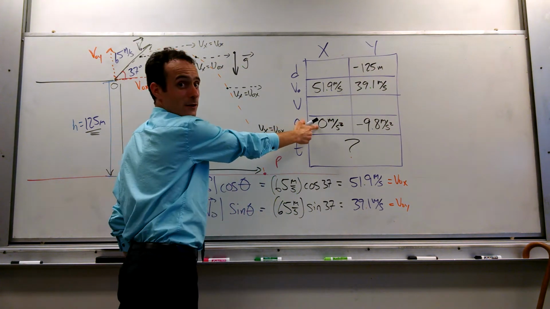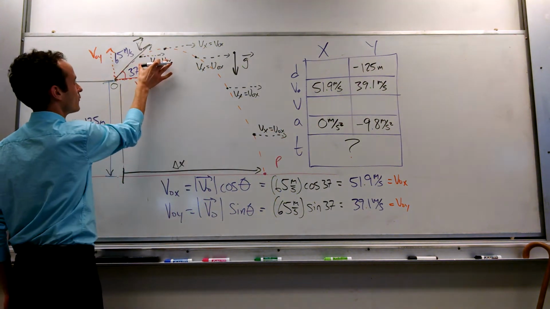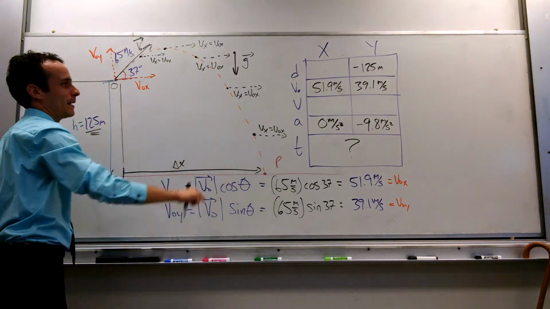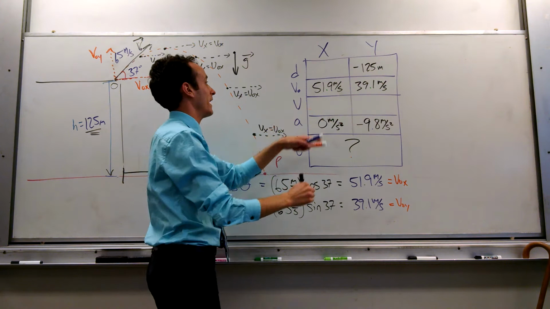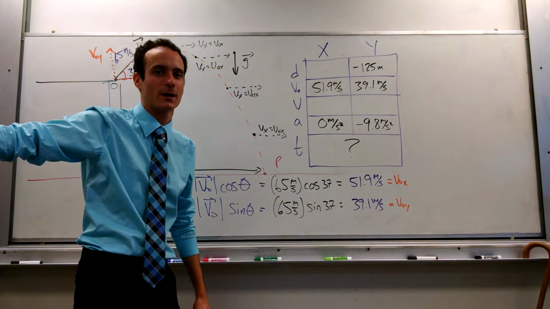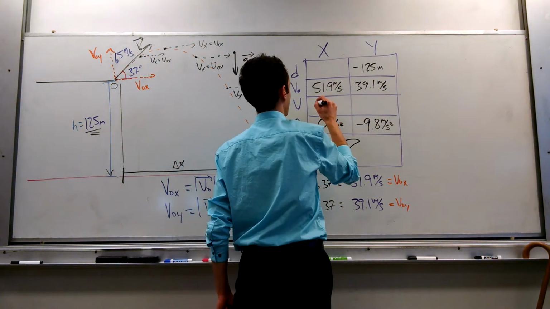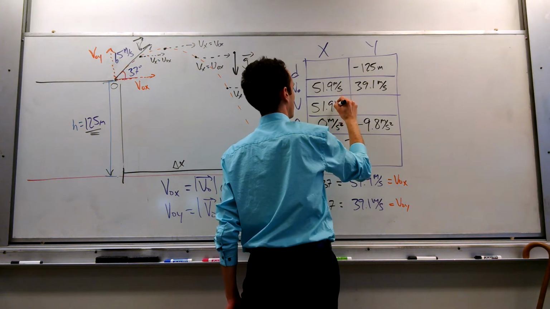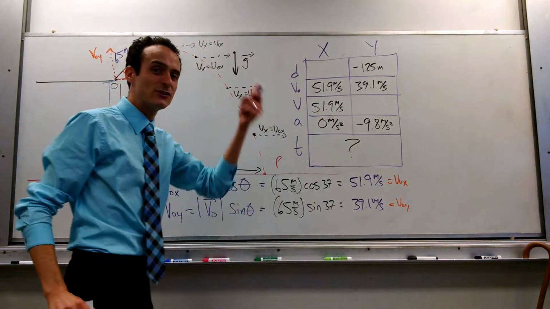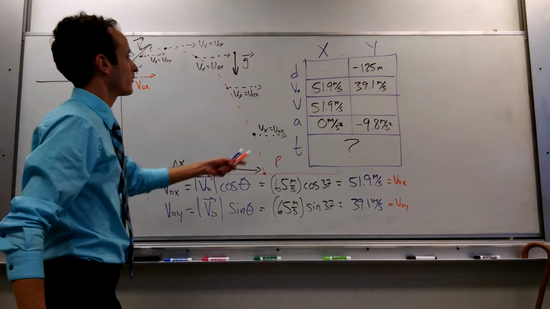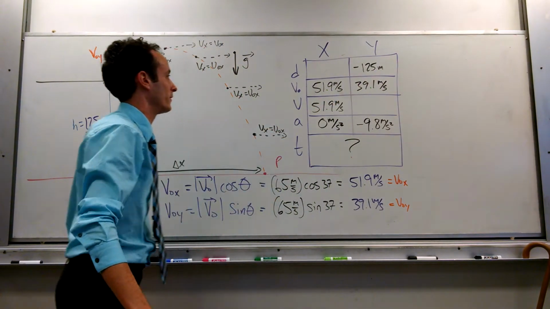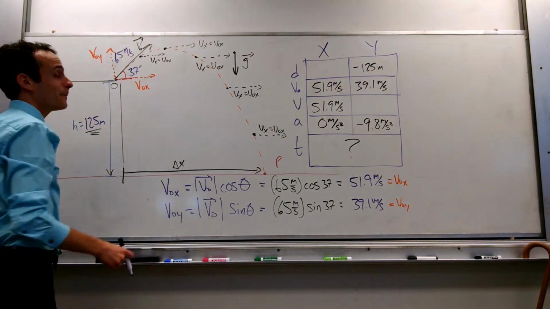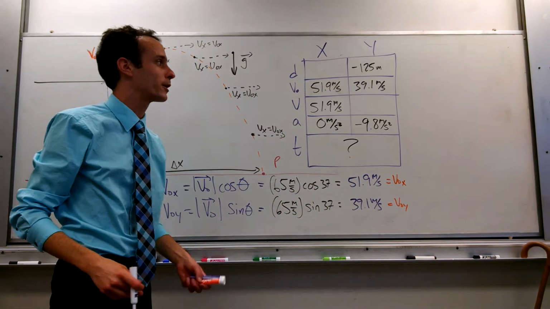Why? No acceleration. If there's no acceleration, there's no change in velocity. So the velocity stays the same throughout. So I can basically say, at any moment you want to talk about this projectile, the x velocity is going to be 51.9 meters per second. And just to double check, does it make sense that this is positive and that's positive? Yes, it does. This is going to the right, this one's pointing up. Those are both positive directions, so we're good.